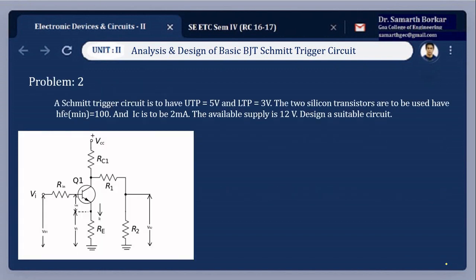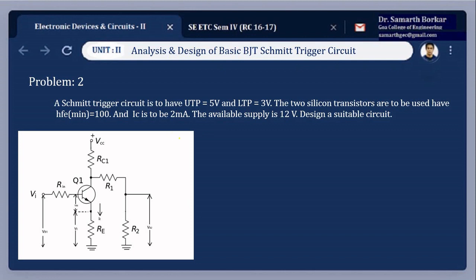Second problem: a Schmitt trigger circuit is to have a UTP of 5 volts and LTP of 3 volts. The two silicon transistors to be used have HFE minimum equal to 100 and IC is to be 2 milliamperes. The available supply is 12 volts. Design a suitable circuit. Now there are two parts to this problem. Separately we have to find the circuit design for UTP and LTP. UTP is 5 volts. We already solved it in the previous example. So we'll borrow the data as it is from the previous example. If it is asked in the exam, you have to solve for both cases, UTP as well as LTP.